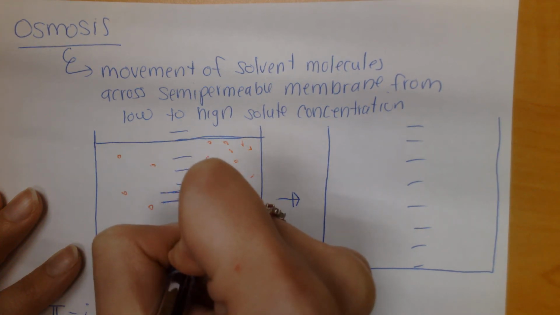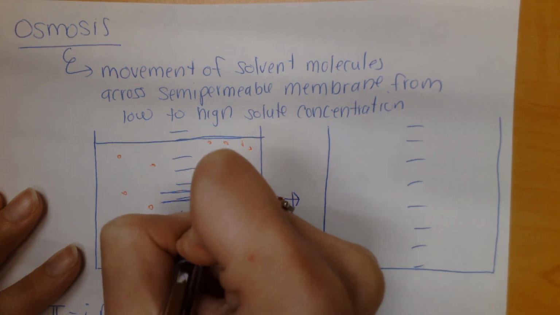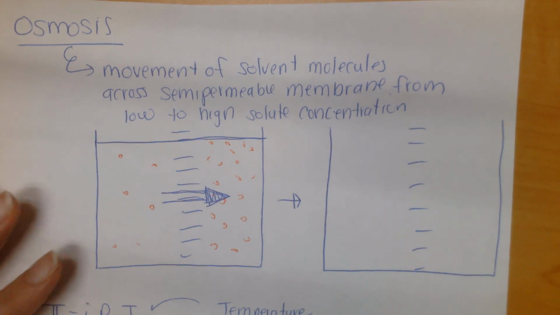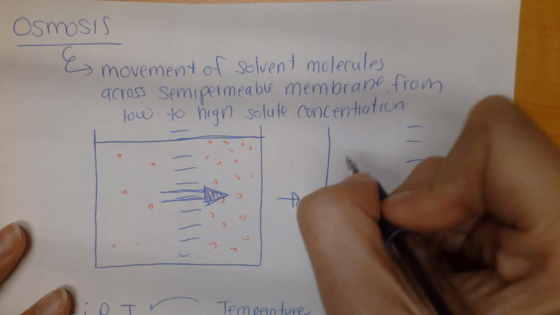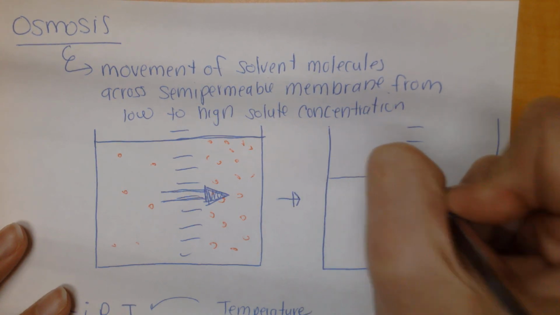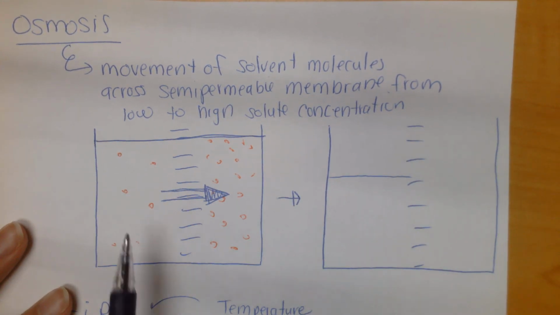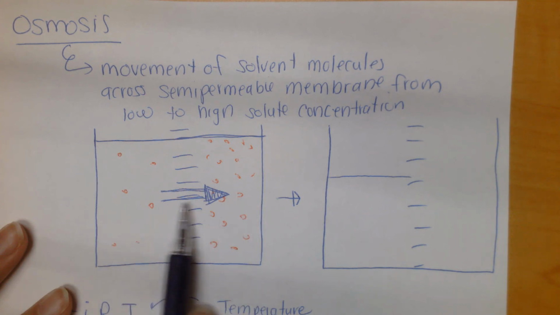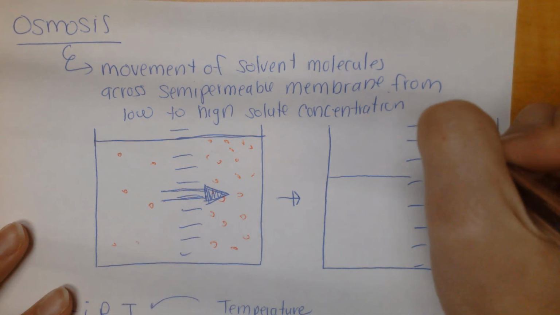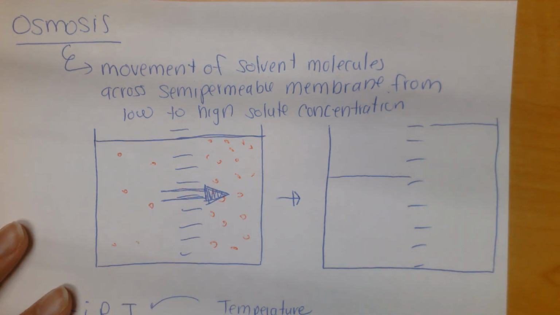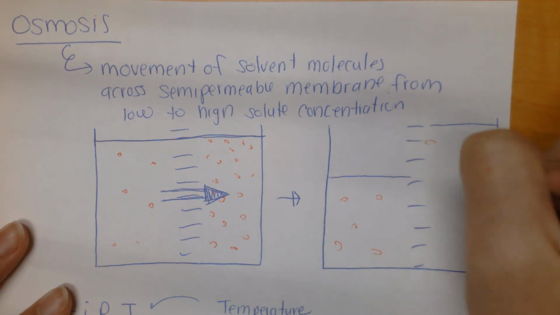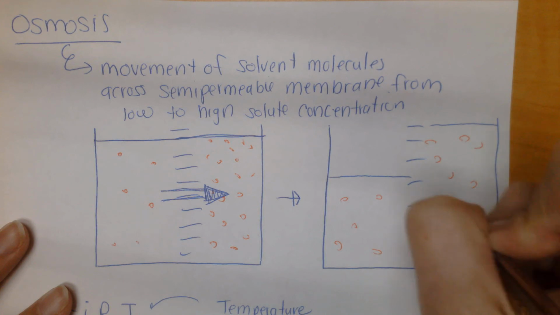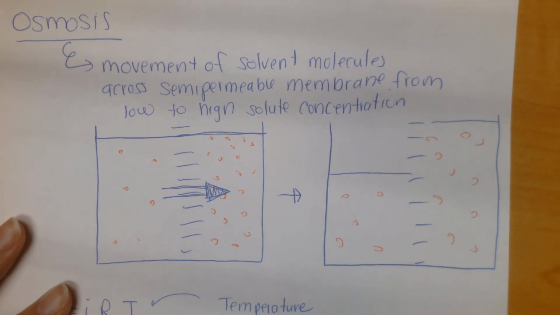So solvent is going to move across. If we have the liquid on this side moving across, over time this is going to be lower in volume. If we have the solvent moving across, this is going to be higher in volume. We'll still have our particles, but now we have a much larger volume here.